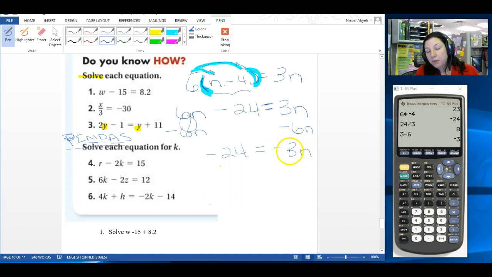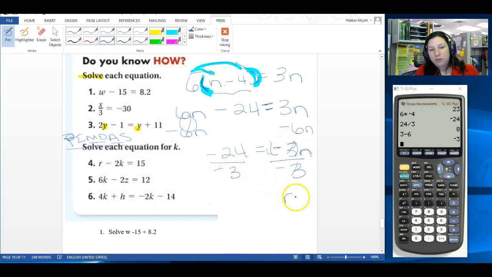This n is being multiplied by a negative 3. I know it's not minus. There's nothing here to subtract it from. So I know it can be kind of confusing. When is this symbol subtraction? When is it a negative? In this case, it's n times a negative 3. So we're going to undo that by dividing by a negative 3.